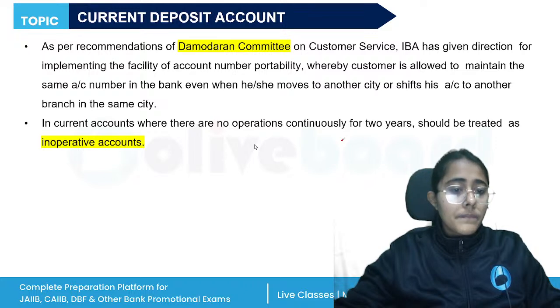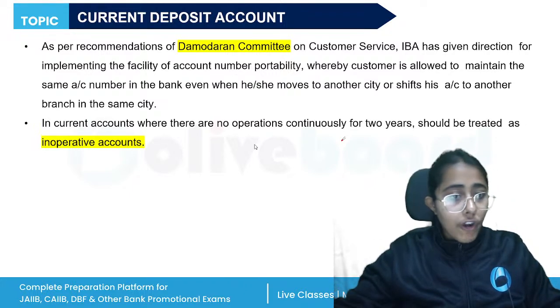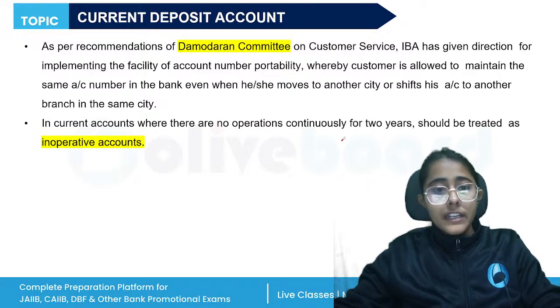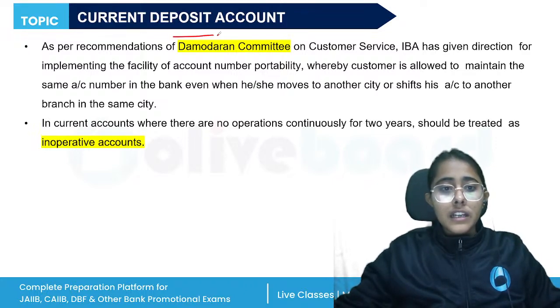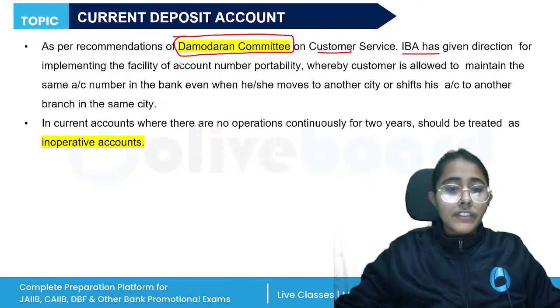Earlier, there were certain operational instructions in the current account which required the transfer of accounts. For that, as per the recommendations of the Damodaran committee, which is a very important committee that was set up on customer service, IBA has now given direction for implementing the facility of account number portability.